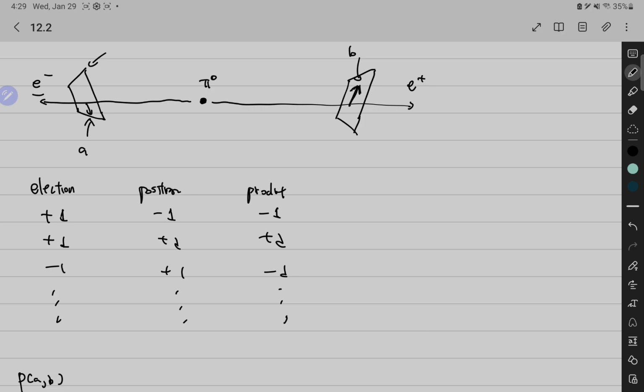Imagine you have this meson decay, and they're positioned 10 light years apart from each other. The locality assumption would assume that the electron and positron each already carry their own hidden variable, so that when you make the measurement of the electron or the positron, the result is already predetermined. That is the locality assumption: the outcome of the electron measurement is independent of the orientation of the positron detector.